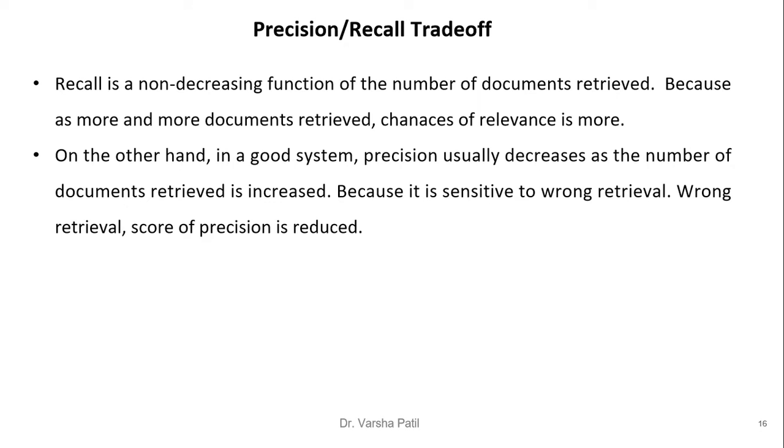Precision recall trade-off. Recall is a non-decreasing function of the documents retrieved, because as more and more documents are retrieved, the chances of relevance are more. On the other hand, in a good system, the precision usually decreases as the number of documents retrieved is increased, because it is sensitive to wrong retrieval, and wrong retrieval means the precision score is reduced.